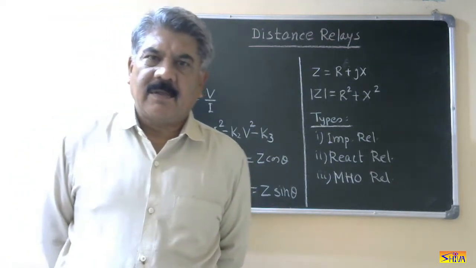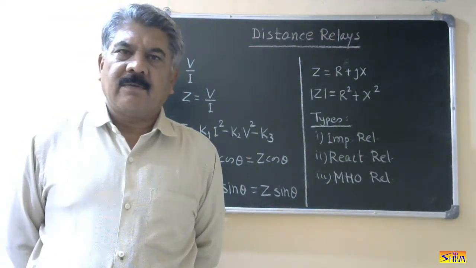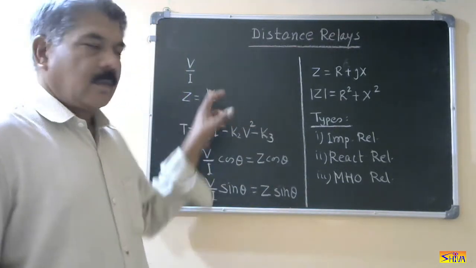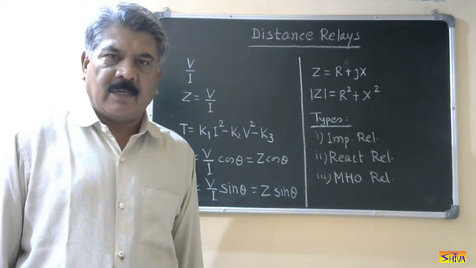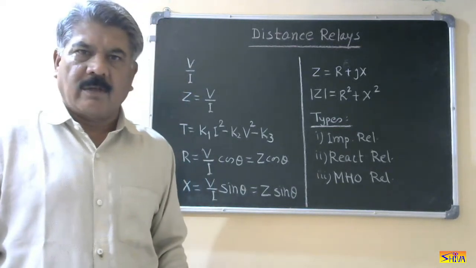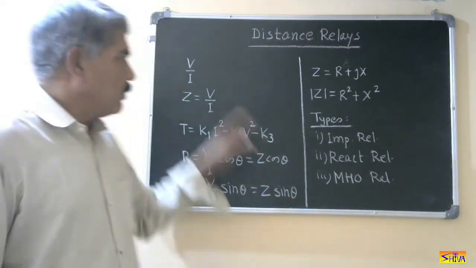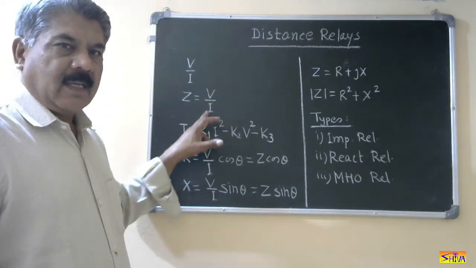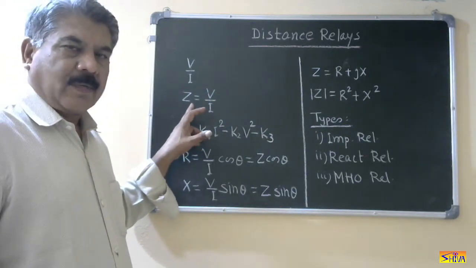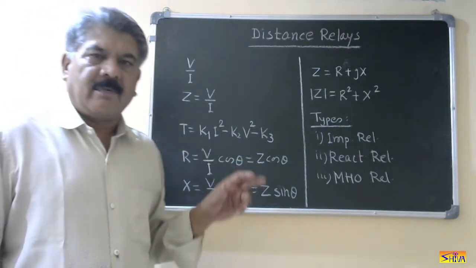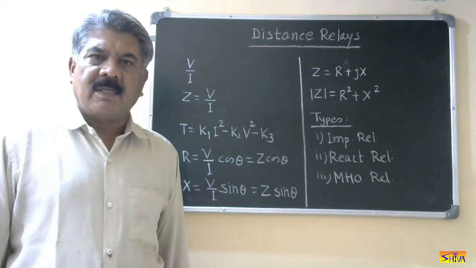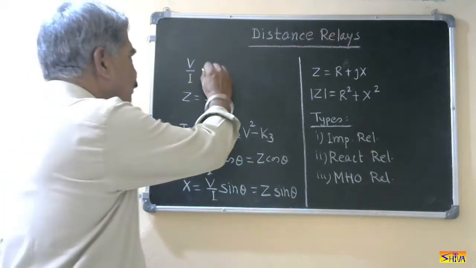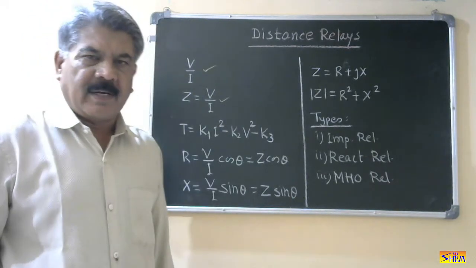Let us start with the definition. These are the relays which operate when the ratio of voltage to current falls below certain predetermined value. So we consider V upon I. Now V upon I is nothing but impedance. So we can say that the relays operate when impedance measured by the relay is less than the set value of the impedance. So this is the operating condition.